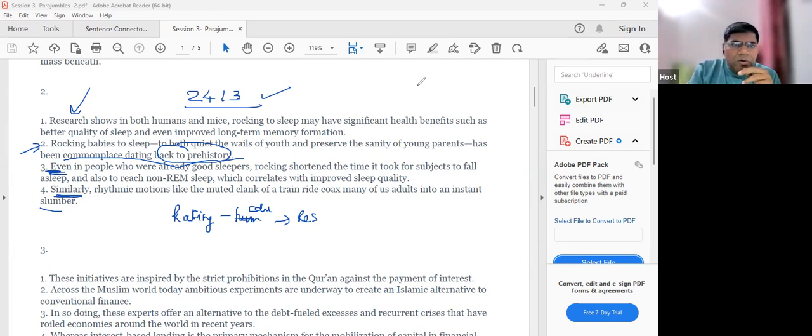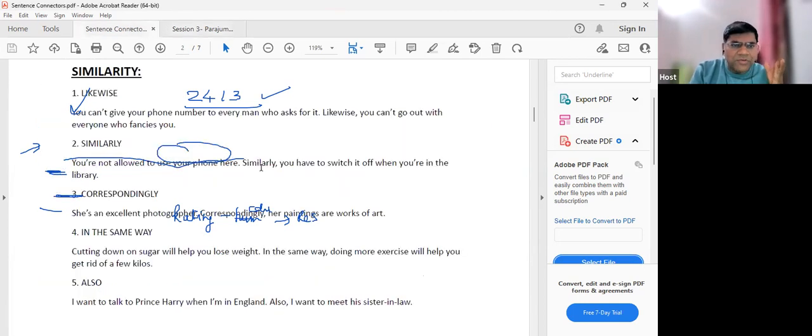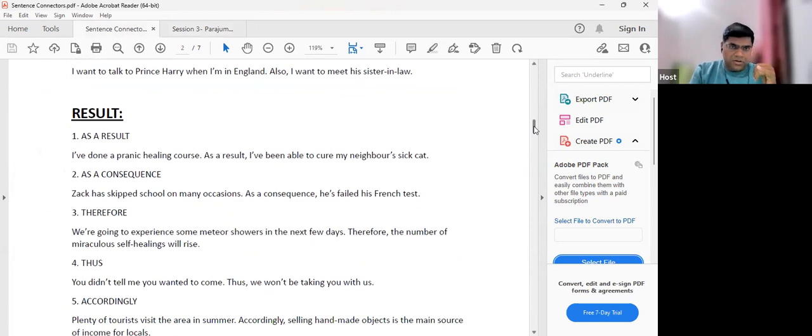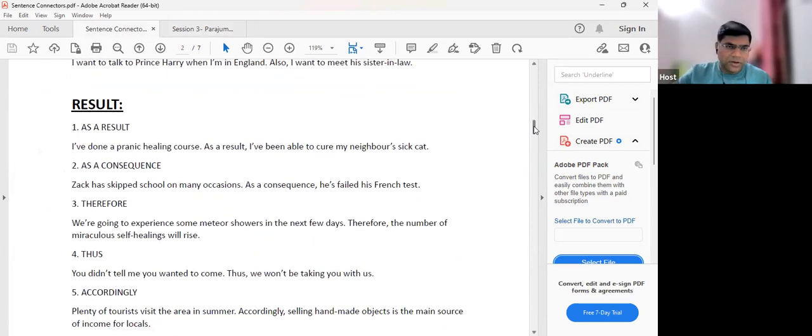So similarly, if I go to the other paragraph here, you will find that there are many, many more connectors. This is just one example we have taken. So I will erase everything. Similarity and contrast we have seen. Result, a consequence of something, right? So you have used the word as a result. I have done a pranic healing course as a result. This connects these two sentences.